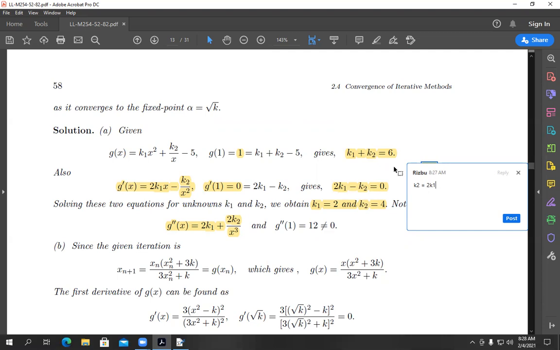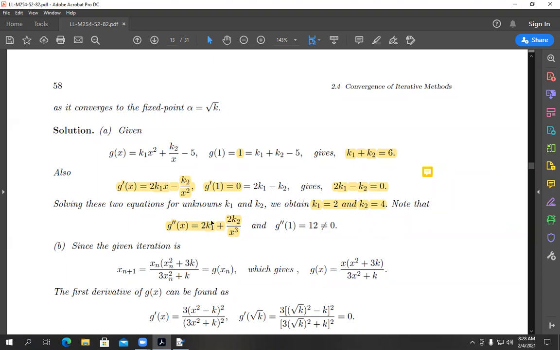Put this value of k2 in here. So what do you have? k1 plus 2k1, since k2 is 2k1. This is equal to 6. So this becomes 3k1 equal to 6. It means k1 is equal to 2. Then you put the 2 in the second equation. k1 is 2, meaning 2 multiplied by 2 is the 4 we have. Okay, clear.